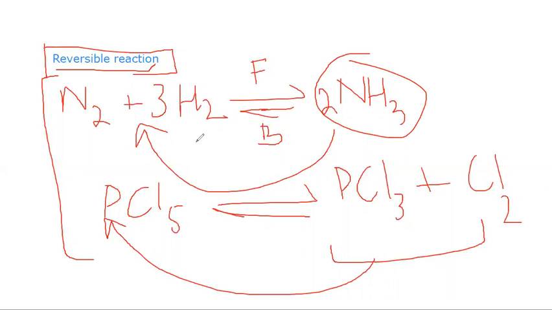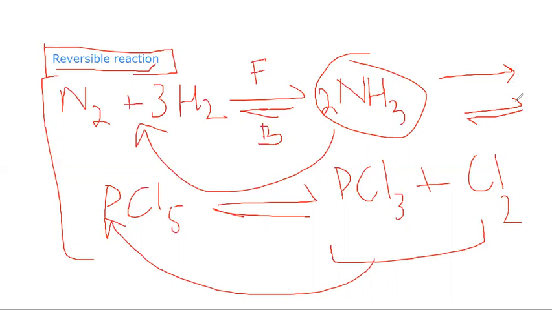In an irreversible reaction, the arrow has a complete head like this. But when you are talking about a reversible reaction, you write two arrows with half heads like this. One arrow and another arrow, both with half heads.